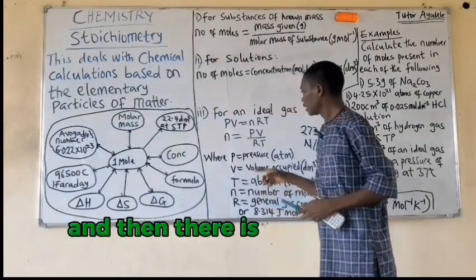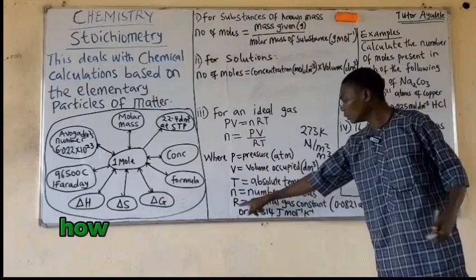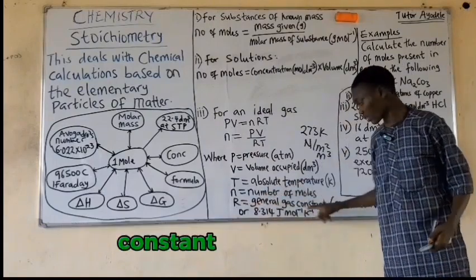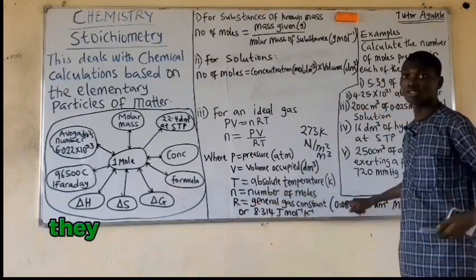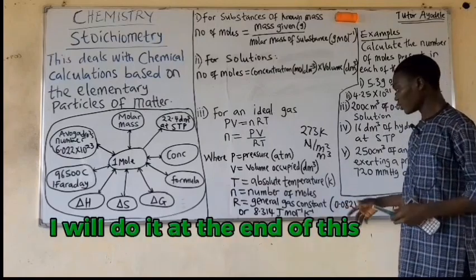At the end of this video, I will teach you how they arrive at the general gas constant. They don't just assume this number; there is a proof for that. I will do it at the end of this video.